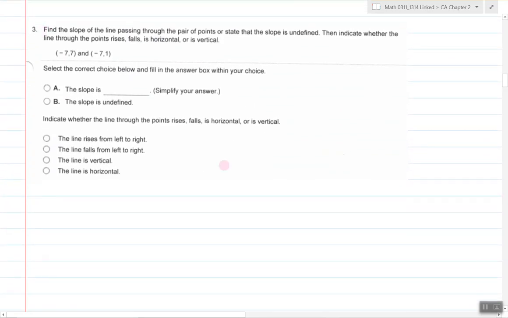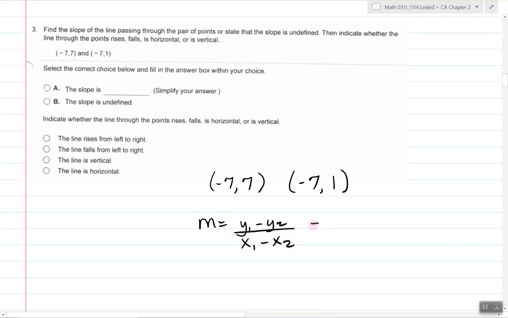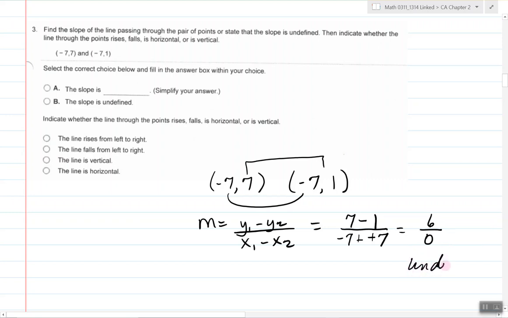All right, number 3, I'm finding the slope of the line through 2 points, -7, 7, and -7, 1. M is equal to y1 minus y2 over x1 minus x2. Y's on top, that's 7 minus 1. X's on bottom, that's -7 minus -7. Now minus minus means plus, so I have 6 on top, 0 on bottom. I cannot divide by 0, so this is undefined.